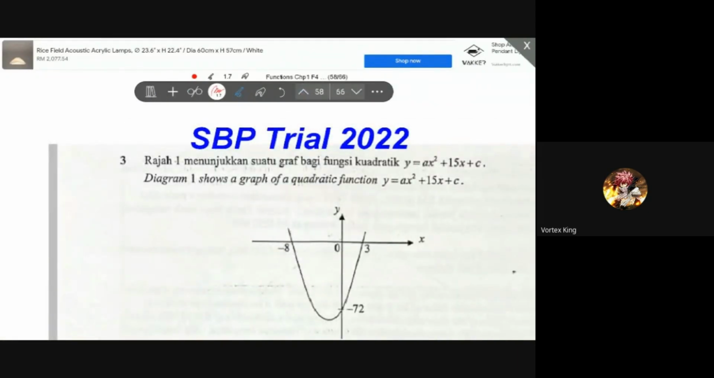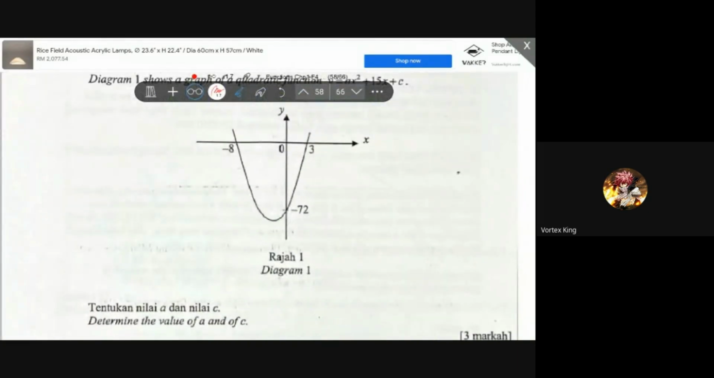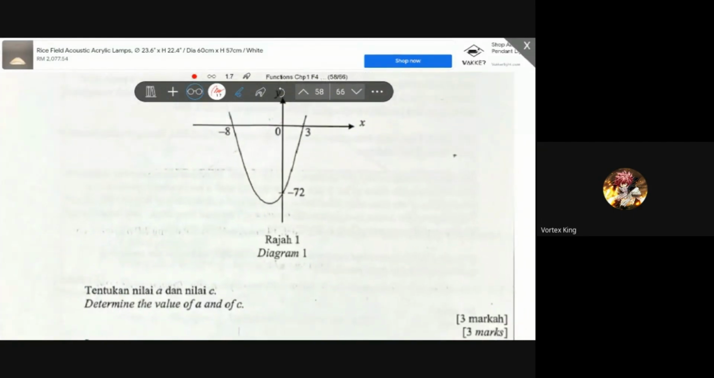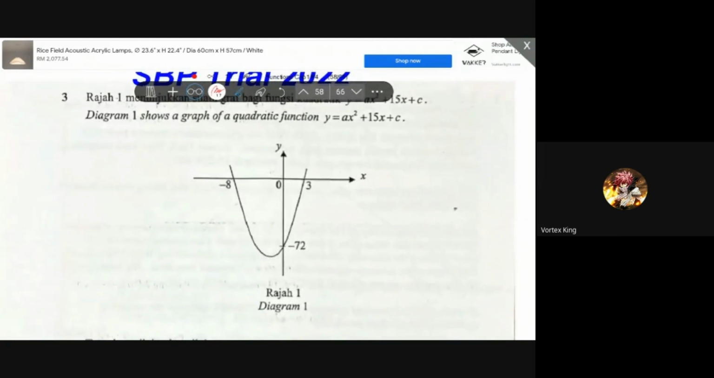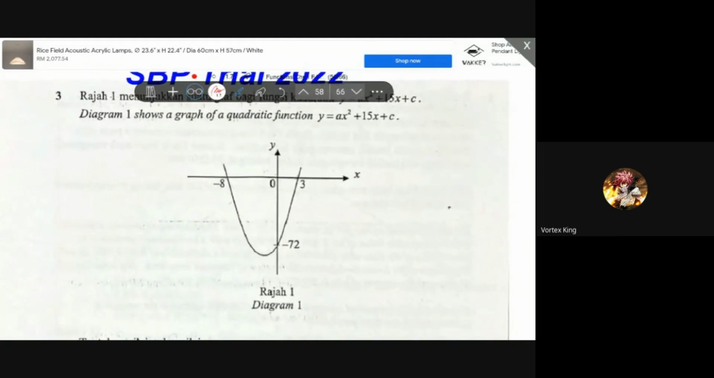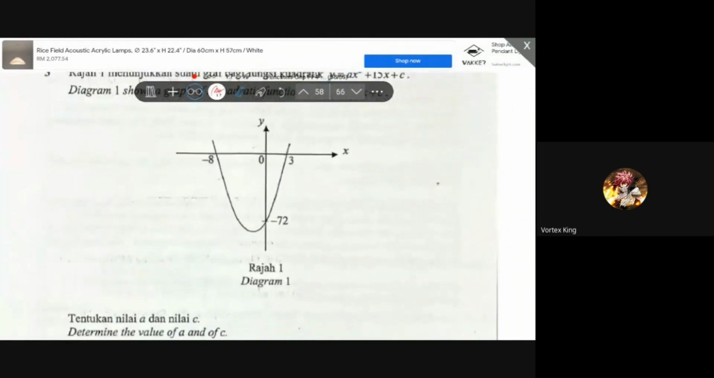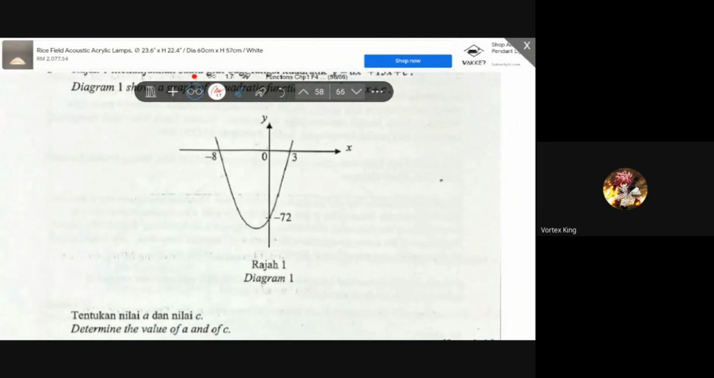Anyone want to try the last question? One more before we end. Soalan short saja. Determine the value of A and C. Okay, you want to try, right? Good, good. Siapa volunteer nak solve soalan ni? Since it's the last question, anyone want to volunteer or not?